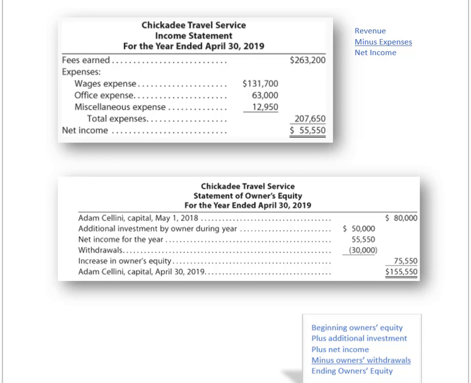So let's look at the statement of owner's equity next. Now, the best way to look at this statement is thinking of a simple formula. The beginning owner's equity plus any additional investment plus net income minus owner's withdrawals is the ending balance of owner's equity. Just think about those pieces and fill in those blanks, and that's the statement, and that brings you down to our new owner's equity number, which goes into the balance sheet.